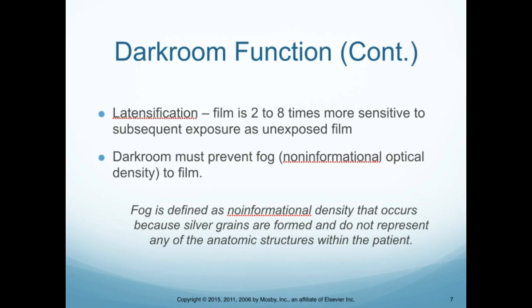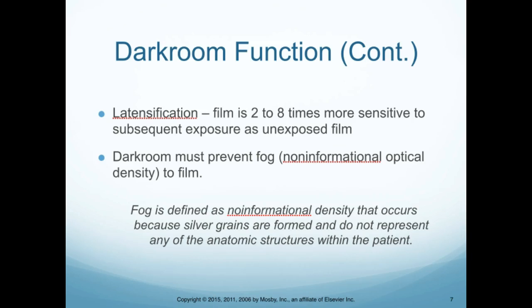So latent sensitization is when the film has been exposed to radiation, but now that's activated those silver crystals in there, and the film is 2 to 8 times more sensitive to exposures than an unexposed film. So it's almost like once it's been exposed once and hasn't been processed, it's very, very highly sensitive to more radiation. So the darkroom must prevent fog. So this is non-informational optical density, right?